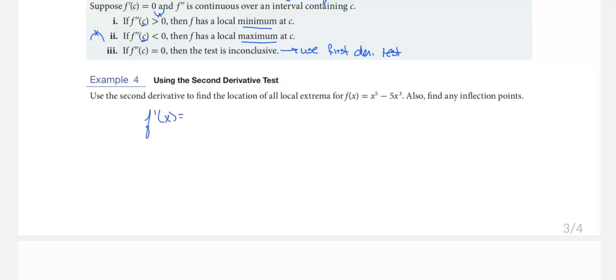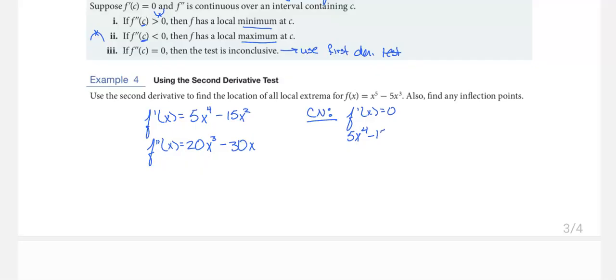So let's find it. Our first derivative is 5x to the fourth minus 15x squared. I'm going to go ahead and find that second derivative. So I'm going to have 20x cubed minus 30x. Before we go any further, we need to find critical numbers. So to find critical numbers, we're going to set that first derivative equal to 0. So 5x to the fourth minus 15x squared is going to be equal to 0.